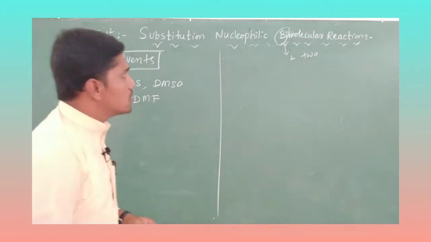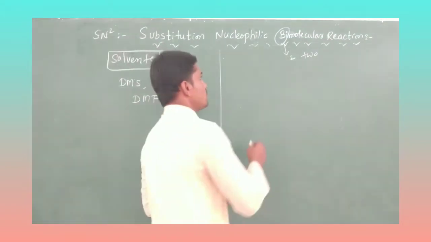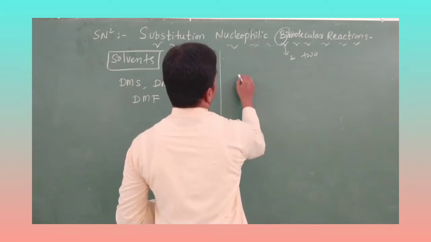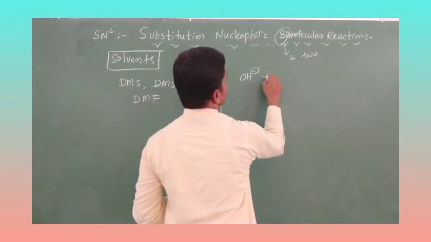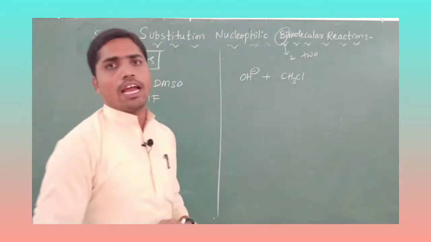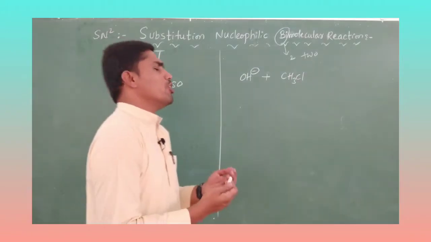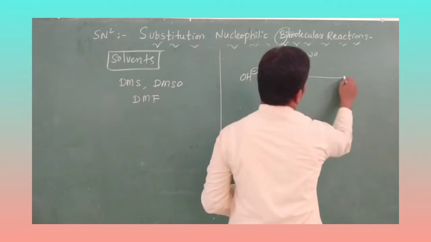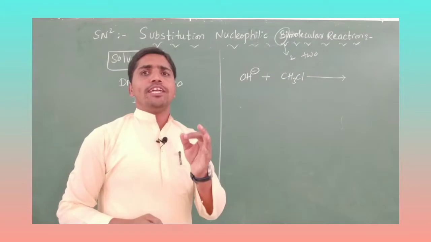See, what is the reaction that we have to remember in SN2? I told you the trick also. Here, first thing, when a nucleophile reacts with CH3Cl, that is an alkyl halide, simply called methyl chloride, or alkyl halide, it forms an intermediate product.